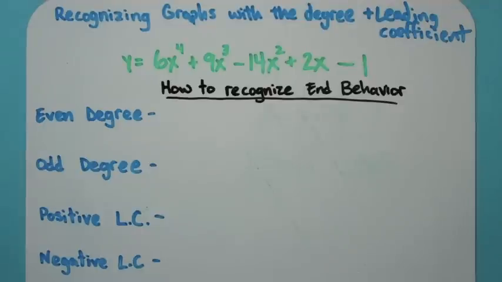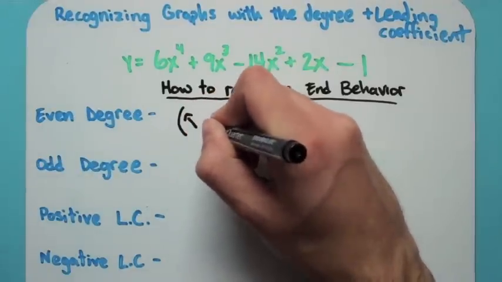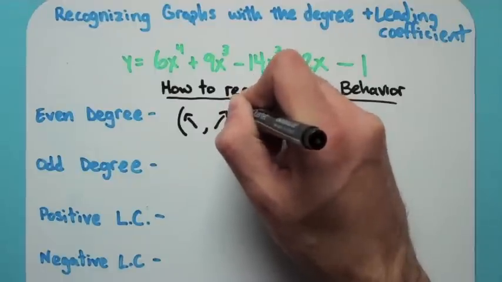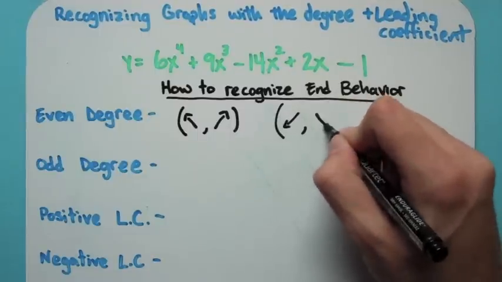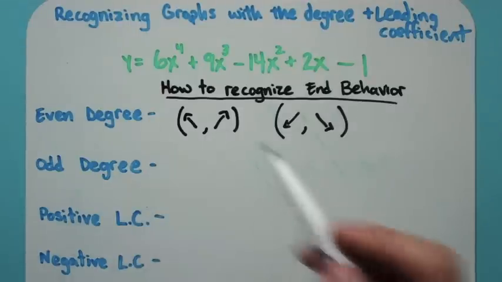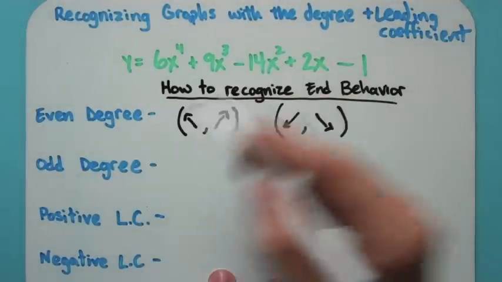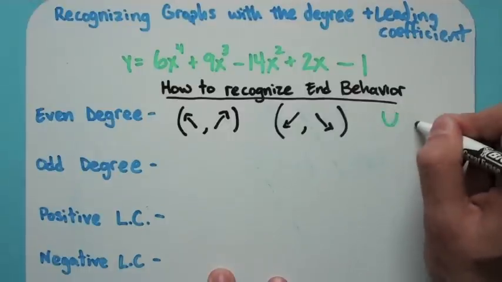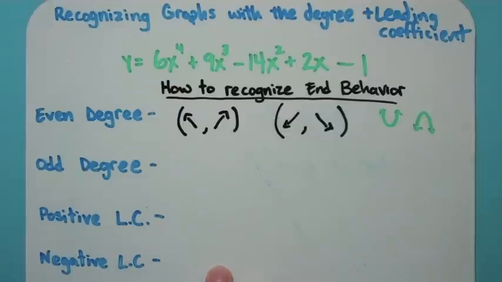If you have an even degree, the end behavior in your polynomial is going to be one of two things. You could either have a situation where it's going up on both sides, or you could have a situation where it's going down on both sides. So both ends go up on the graph or both ends go down. This should actually make sense if you think about it. We've already talked about quadratics, parabolas. Those are even degree because they're x squared. Parabolas either point up in both directions or point down in both directions.